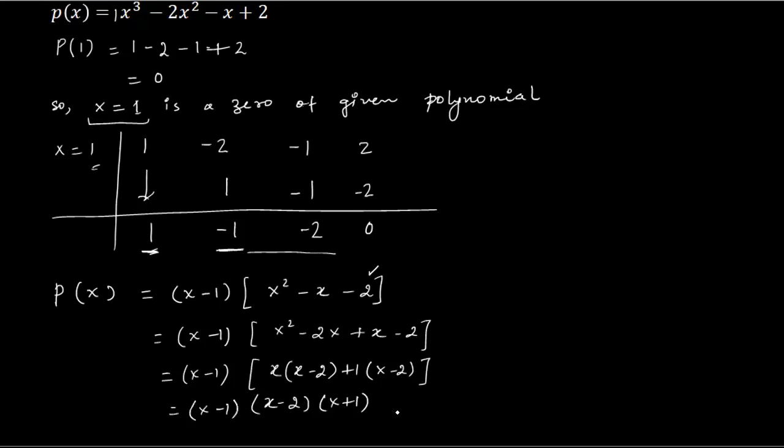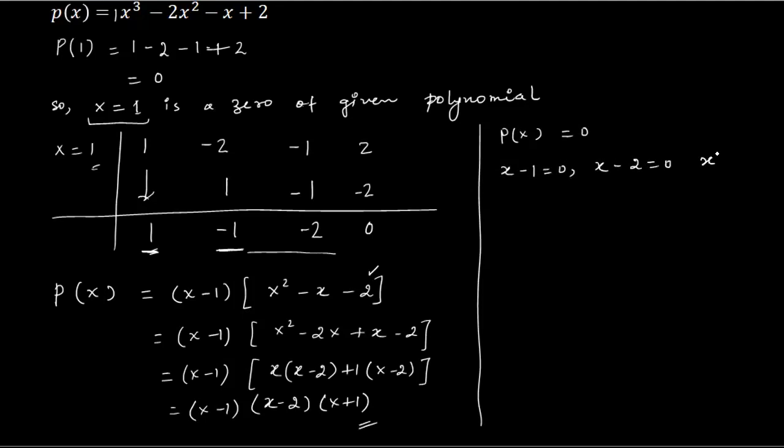So x minus 1, x minus 2, and x plus 1 are the factors of the given polynomial. Let us find the zeros of this polynomial. Once we put p(x) equal to 0, we get x minus 1 equals 0, x minus 2 equals 0, or x plus 1 equals 0. After solving this, we get x equals 1, x equals 2, and x equals negative 1.